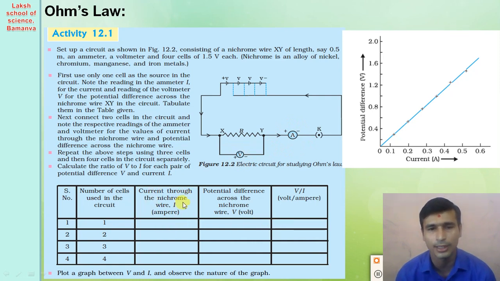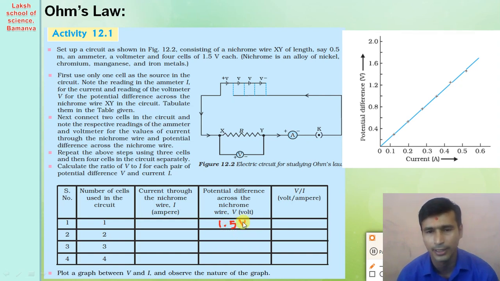तो current through the nichrome wire I, that is the reading of the ammeter, right? And the potential difference across the wire, that is the reading of the voltmeter. So note down these readings in this table. So for example, if we connect one cell, the indication of the voltmeter, that is the potential difference across the wire, is 1.5 volt. So you can write here 1.5 volt.